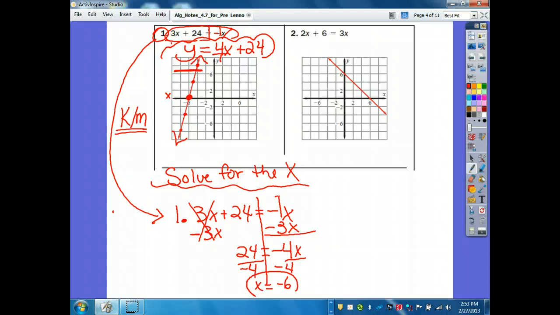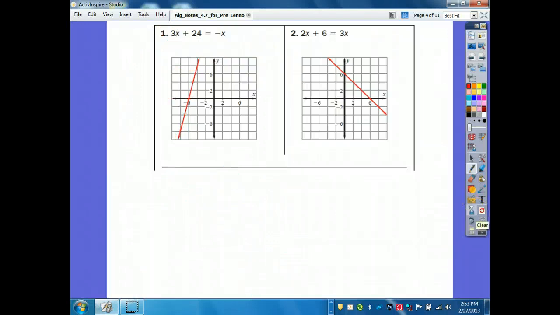Questions on that one? All right, let's practice one more so you know what the back of your worksheet will look like. What do you want to do first? Let's do this one the other way. Let's do the y. Let's rearrange it and get it into function form.